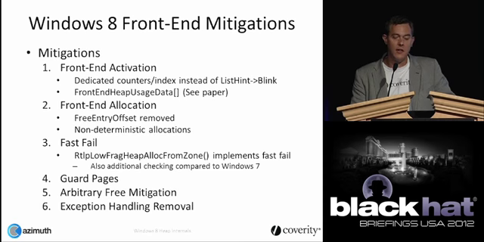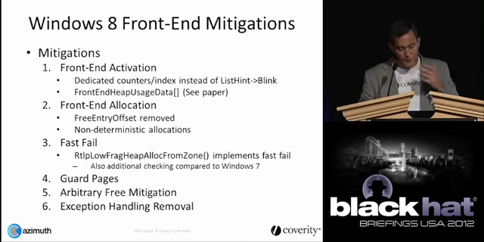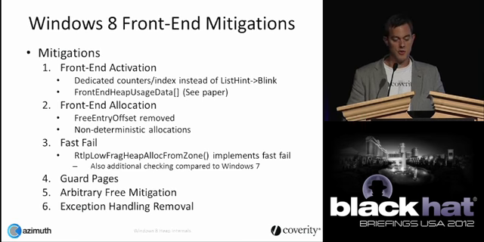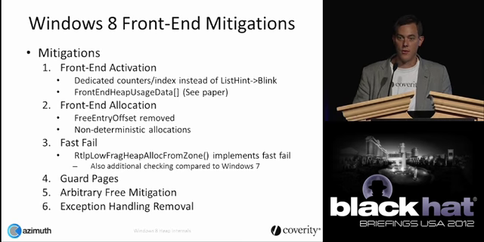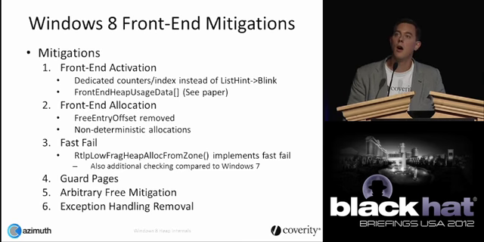We talked about the mitigations in the back end, and now we'll talk about them in the front end as well. We first saw how the front end activation heuristics are triggered, right? No longer is that backlink used for everything. There are dedicated data structures and a bitmap to do it. We're going to go over in a bit of detail how front-end allocation actually occurs now. There's no more free entry offset, if you're familiar with the free entry offset overwrite technique. It's been removed. Also, allocations are less deterministic than they have been before.